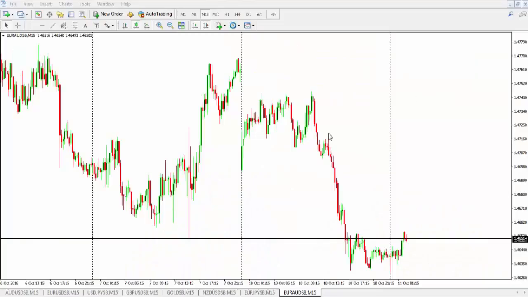All right, so what we're looking at right now is the Euro AUD. This is a 15-minute chart. Now, what I want to say before we get into this is, for me personally, when I get into a 15-minute chart, the first thing I want to identify is which way the market is actually going. I think this is really important.